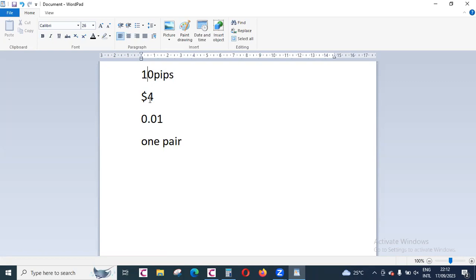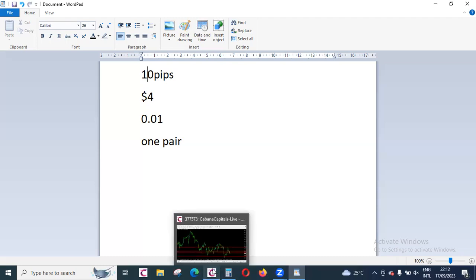I hope that is clear. But sometimes as a beginner, it's best you focus on one, maximum 2 pairs. Okay? 1 or 2 pairs. Focus on 1 or 2 pairs. Or if you want to trade the seven major currencies, this is what you should do.